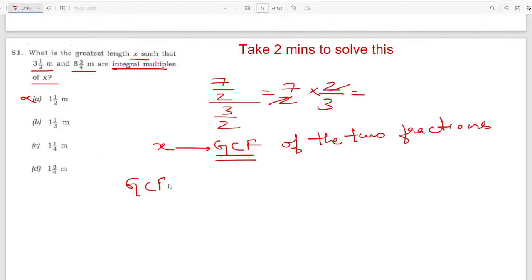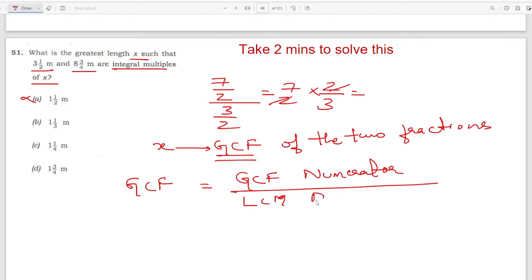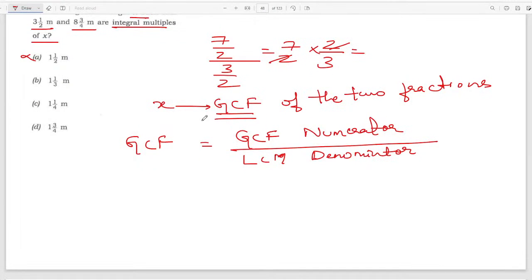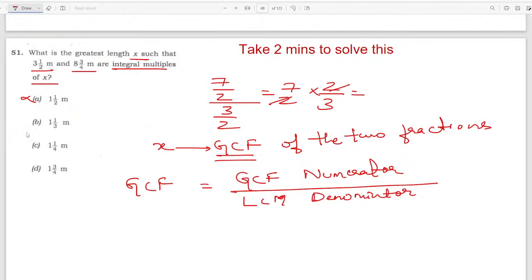GCF of the fractions is equal to GCF of the numerators divided by LCM of the denominators. So one way is to just directly divide these numbers by these options and find out whether there is an integer as an answer. If there is no integer, you can cancel that. The other way is to calculate the GCF of the fraction, and that would give you the answer.